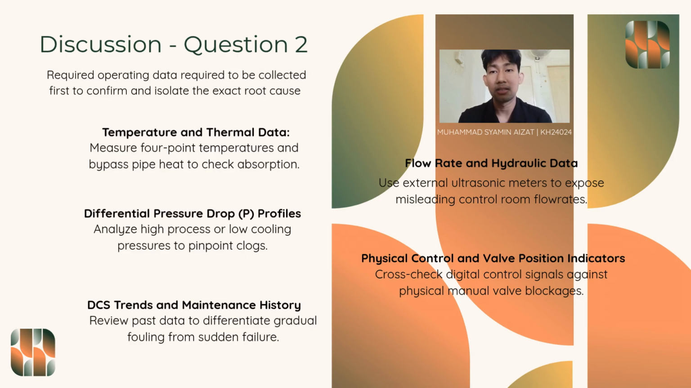Next, the DCS trends and maintenance history. We need to review past data to differentiate gradual fouling from sudden failure. Fourthly, we need the flow rate and hydraulic data, using external ultrasonic meters to expose misleading control room flow rates. And lastly, the physical control and valve position indicators.